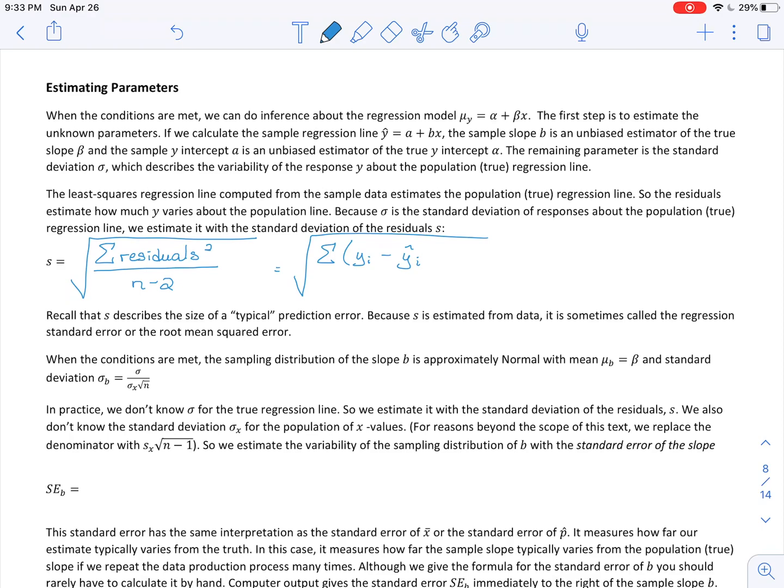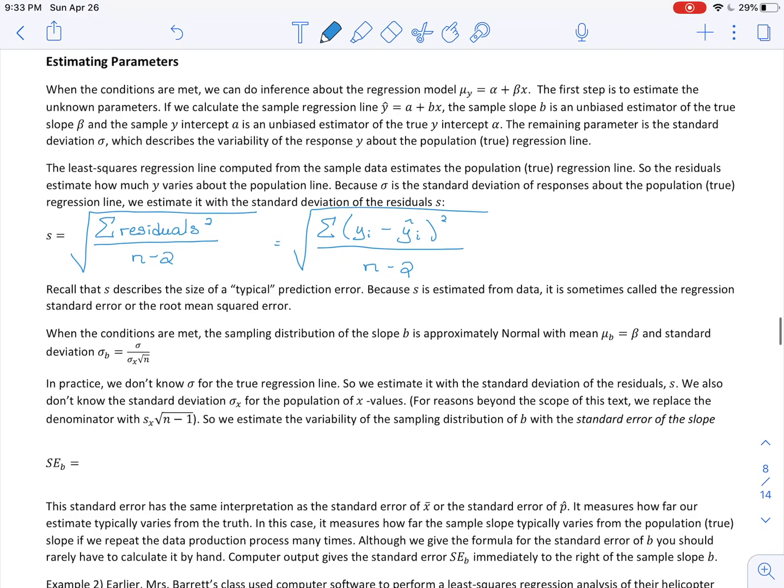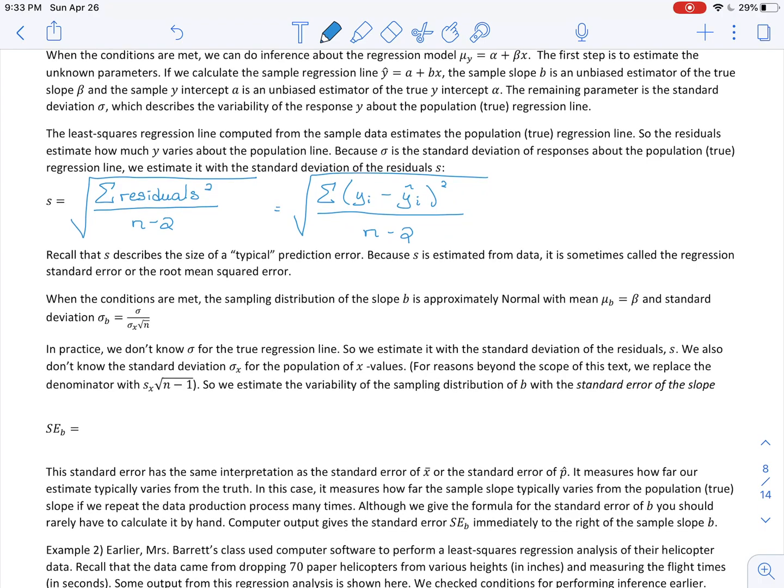So we can think of this instead as the square root of the sum of each particular y value's distance from the predicted y value. So again, this is just us saying a residual: the actual value minus the predicted value. So this is the size of a typical prediction error. That's what s is. It's an estimate because it's from our sample data. So sometimes it's called the regression standard error. Sometimes it's called the root mean squared error.